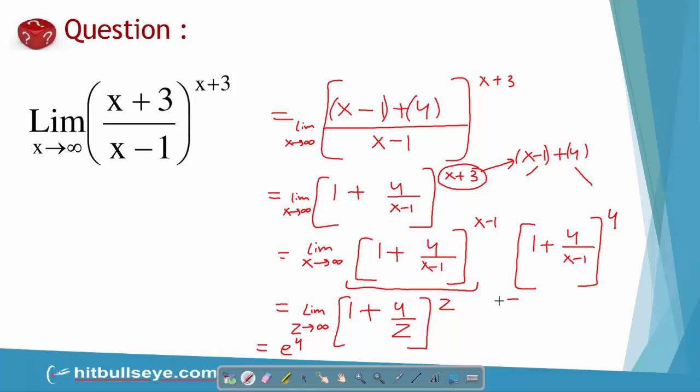Now coming to the next part, which is (1 plus 4 upon x minus 1) raised to power 4. As x approaches infinity, this part will become 0. So I will have 1 raised to power 4, that is 1. So e raised to power 4 multiplied by 1 gives me the final answer as e raised to power 4.